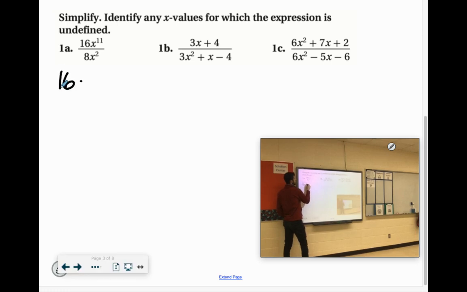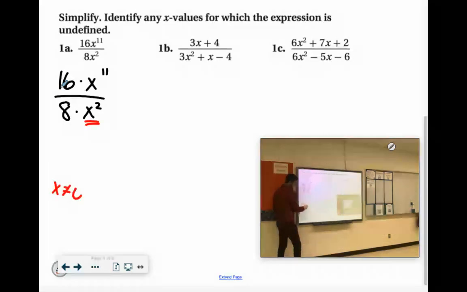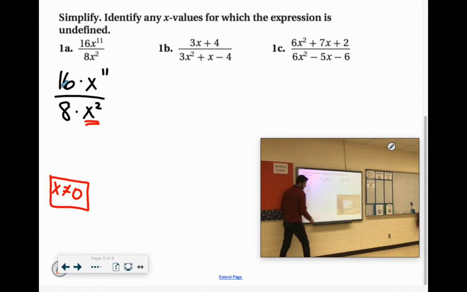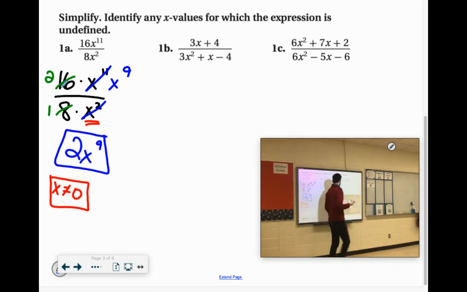So if we thought of this first one, kind of split up like that. The only thing x could not equal is 0. Now as far as canceling stuff out, 16 over 8 is 2. And x to the 11th over x squared would be x to the 9th. So our final answer would be 2x to the 9th. And the only excluded value would be 0.